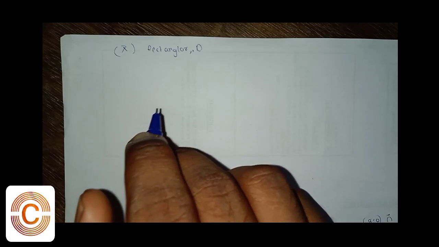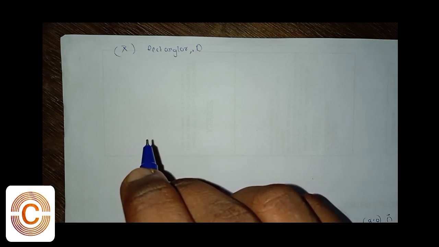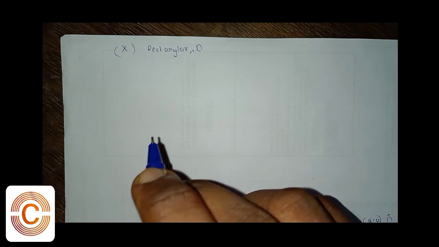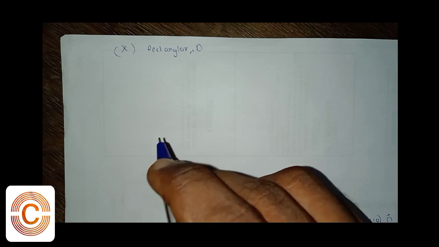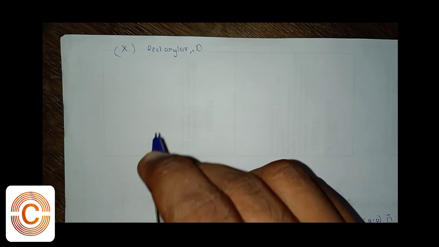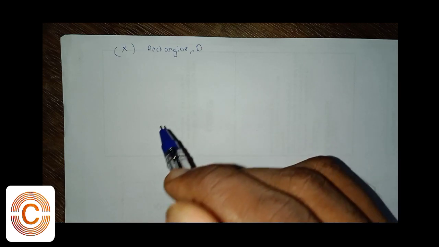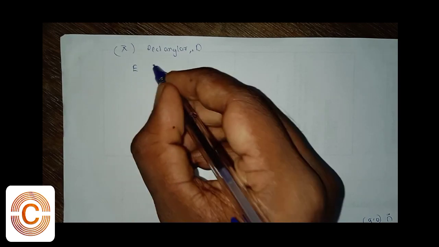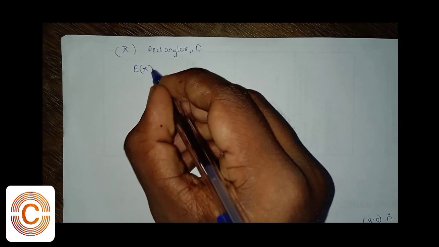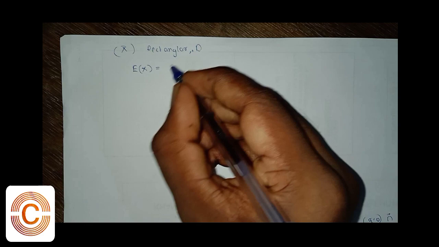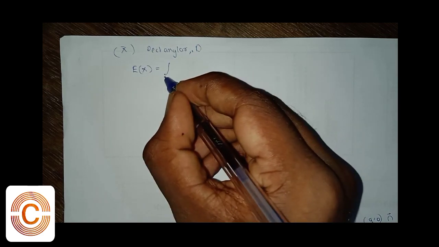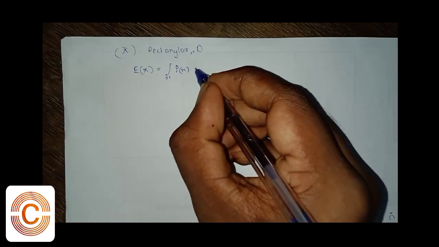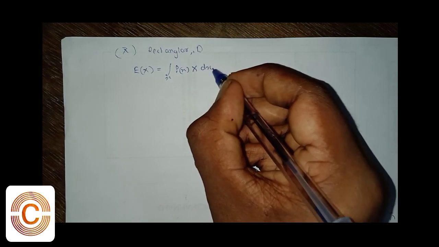So by mathematical expectation, there are two typical equations existing to find the expected value of the given function or given random variable. And note here that the rectangular distribution is a continuous distribution. So we can use the equation: expectation of x is equal to the integral of x into f of x dx.